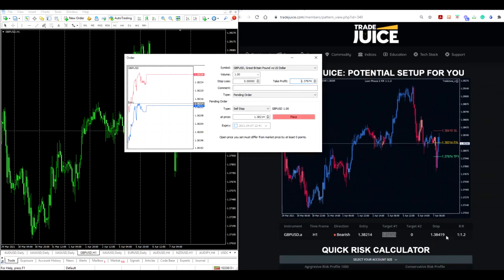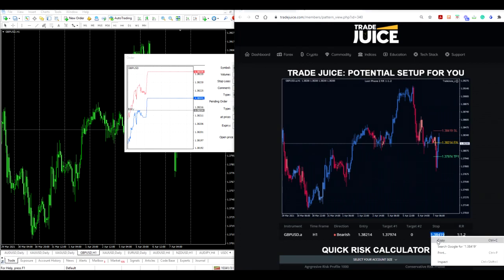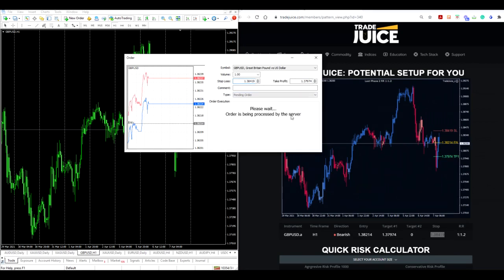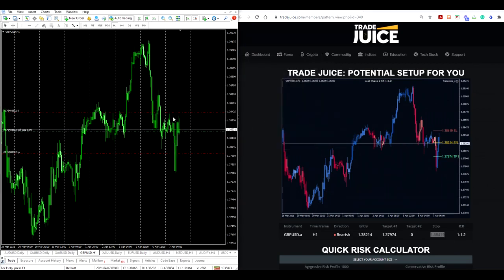Next, I want to just copy over the stop. I do copy paste, and there we go. Paste the trade, and we should be in the trade straight away once it hits that area there for the sell stop. And I'll just let that play out a bit.